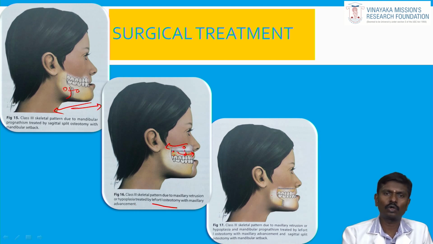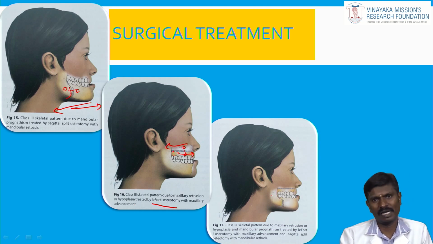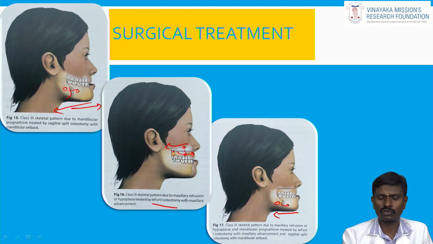If there is a retrognathic maxilla and a prognathic mandible, what do we have to do? We have to do a bi-jaw surgery. Bi-jaw surgery is nothing but you take the mandible back and put screws, BSSO. In the maxilla, you bring the maxilla forward and the surgeons will put screws. So this is the surgical treatment option. This is how it is going to be after the surgery gets completed.